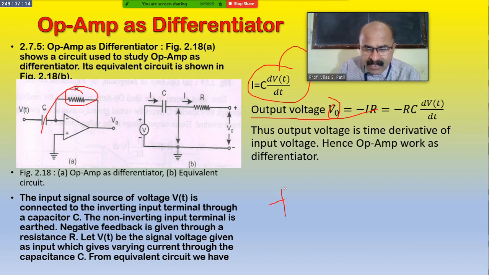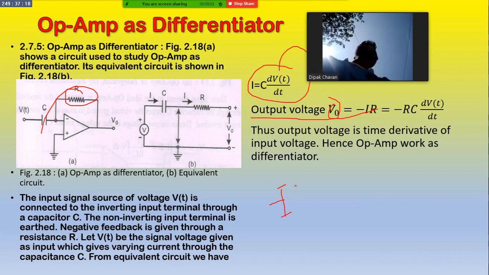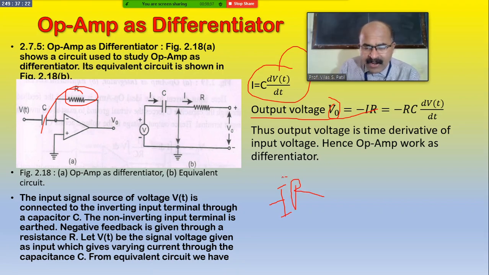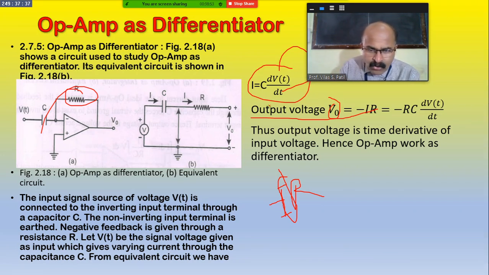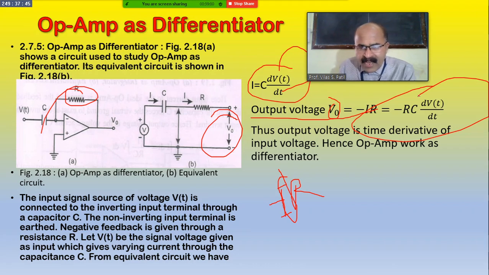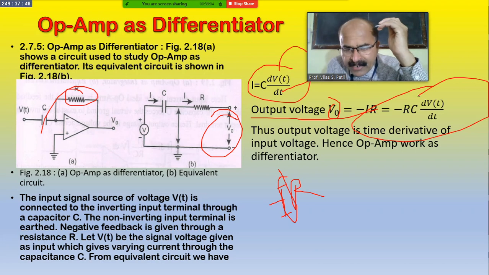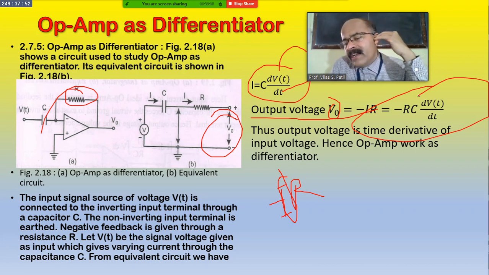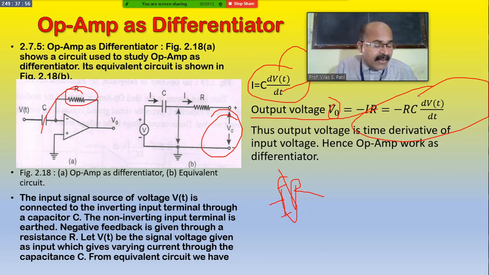Minus I R, and here we put the value of I, that is, I is equal to C into dVt by dt. And here we see, friend, that the output voltage is minus RC dVt divided by dt. The output voltage is the time derivative of the input voltage, and hence the operational amplifier can work as a differentiator, or to perform the application of the derivative, the op amp is to be used.